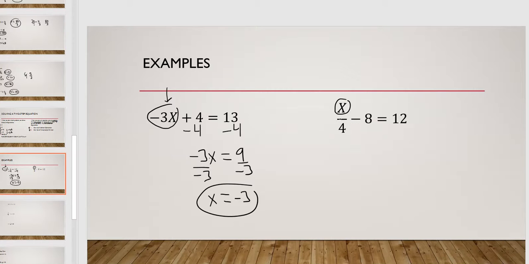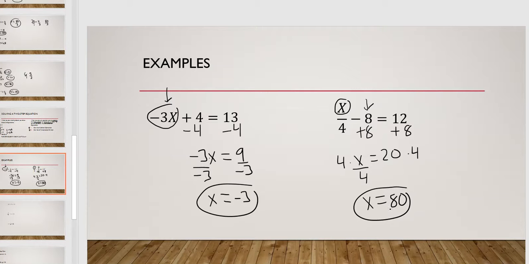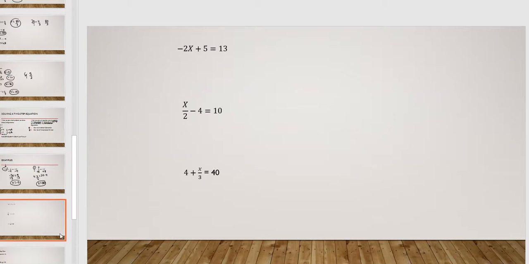Okay, for the second example, we have x divided by 4, subtract 8 equals 12. But before we get rid of the divided by 4, we are going to get rid of the subtract 8 by doing a plus 8 on both sides. So that leaves us with x divided by 4 equals 20. From there, we get rid of the divided by 4 by using multiplication. We times by 4 on both sides, so x equals 80. That is our solution.